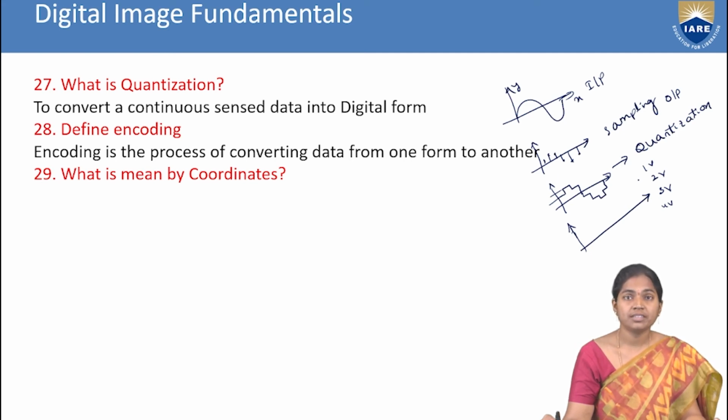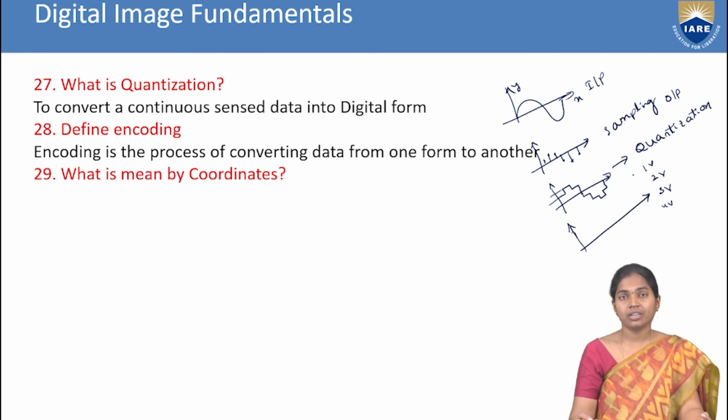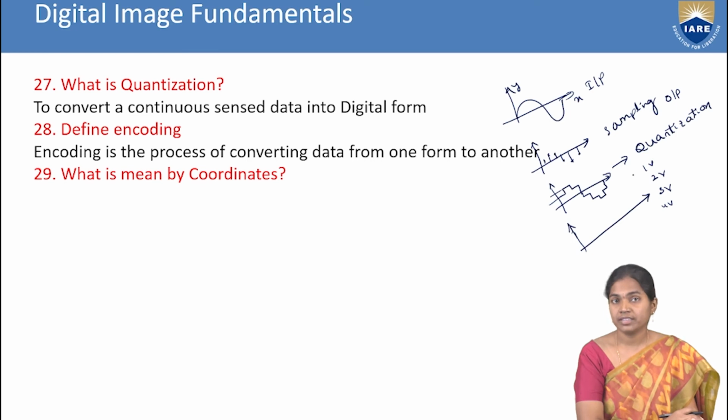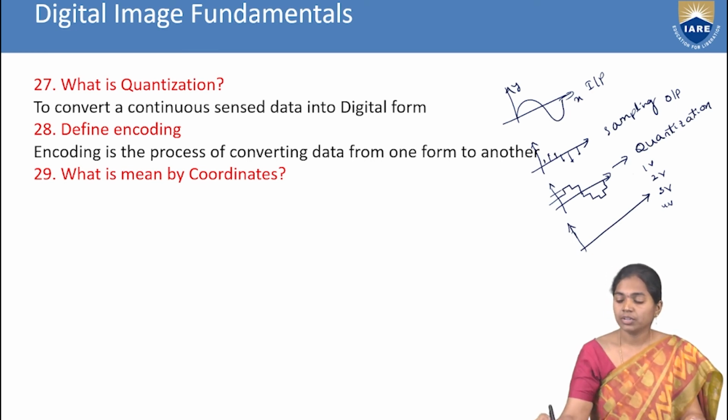For 2 it is 0, 1, 0. For 3 it is 0, 1, 1. For 4 it is 1, 0, 0. This is for 3-bit representation. And in 2-bit representation, 0 is 0, 0, 1 is 0, 1, 2 is 1, 0, 3 is 1, 1. So here, in 2-bit representation, we are representing from 0 to 3 only.